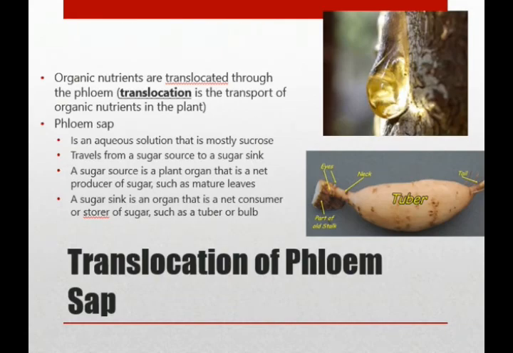Organic nutrients are transported through the phloem. Translocation is the transport of organic nutrients in the plants. So phloem sap is an aqueous solution that is mostly sucrose, traveling from sugar source to a sugar sink. A sugar source is a plant organ that is a net producer of sugar, such as mature leaves. A sugar sink is an organ that is a net consumer or storer of sugar, such as a tuber or bulb.